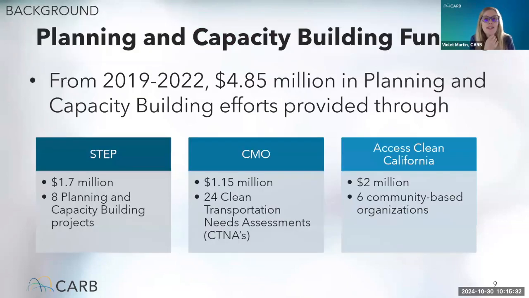Okay. So planning and capacity building has been an integral element for several of our mobility investments since 2019. In the first solicitation of STEP, CARB awarded $1.7 million in planning and capacity building grants to 8 California nonprofits, local governments, and transit agencies. During the first funding window, Clean Mobility Options awarded $1.15 million in community transportation needs assessment vouchers to 24 California nonprofits, local governments, transit agencies, and Native American tribes. And $2 million was awarded to 6 community-based and grassroots level organizations to conduct clean transportation outreach and become formal outreach partners through Access Clean California.